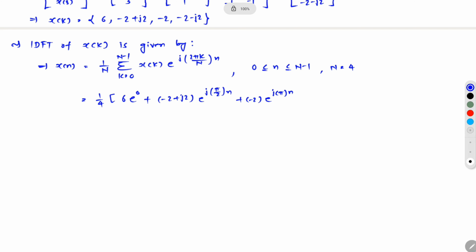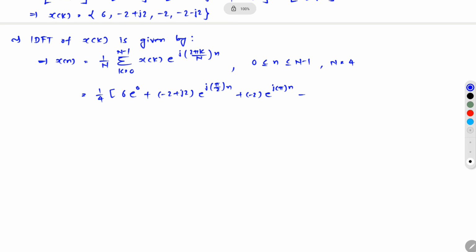And then we have the last element, that is minus 2 minus j2, into e to the power j. Here k is 3, so 2 pi into 3 means 6 pi by 4, which is 3 pi by 2, into small n. So this is what we are dealing with, and with this we need to calculate x of 0, x of 1, x of 2 and x of 3, as n ranges from 0 to 3.